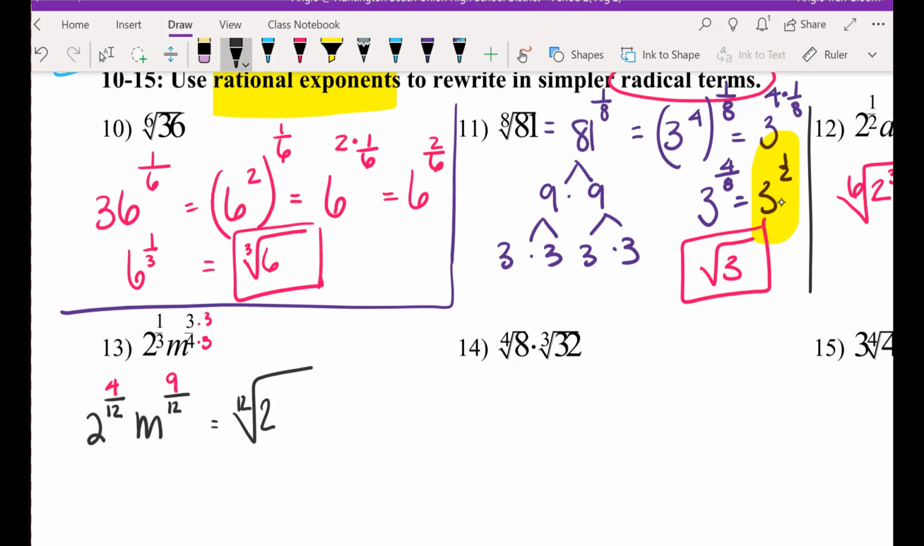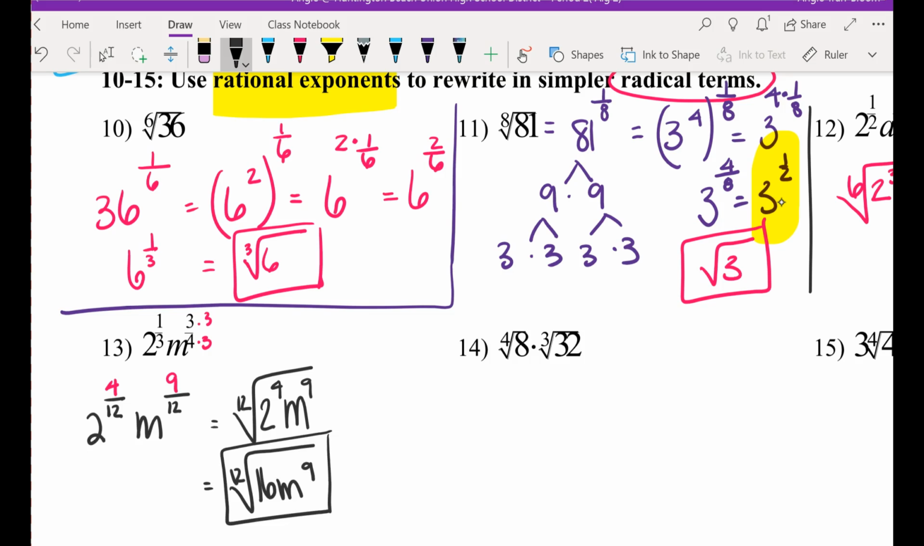And then 2 raised to what power? 4. M is raised to what power? 9. Well, I have to simplify 2 to the 4th. So final answer, 12 index, 16 times m to the 9. Okay.